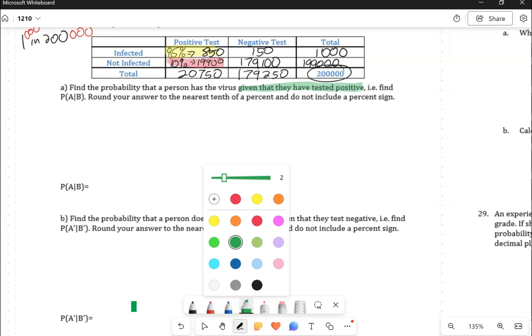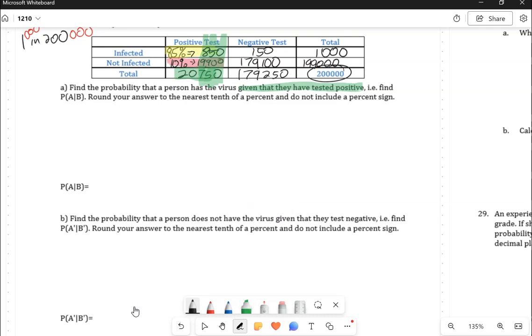So the thing after the given, they have a positive test result, puts us in the category, in this case a column, that's of interest. Of those people, find the probability that the person has the virus. How many people had the virus out of those? 850 people. How many people tested positive? 20,750. Round to the nearest tenth of a percent. Be very careful with this. Go to the percent, then round. Don't round and then percent.